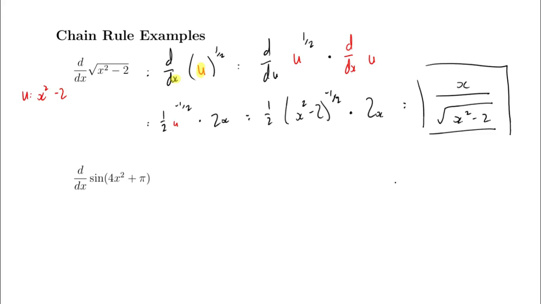Okay, go ahead and see if you can try this next one. We've already seen what it's going to be, but use this variable substitution. Set u equal to 4x squared plus pi here, and see if we can follow the same kind of steps to differentiate this composite function. Pause the video and see if that goes well.